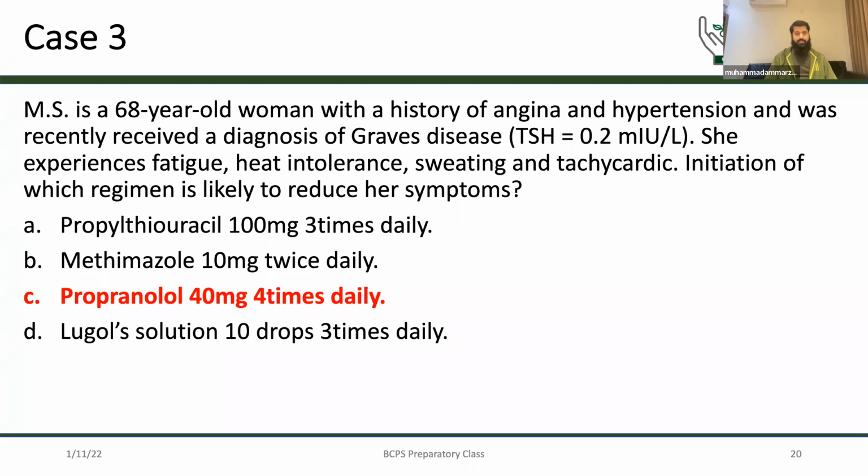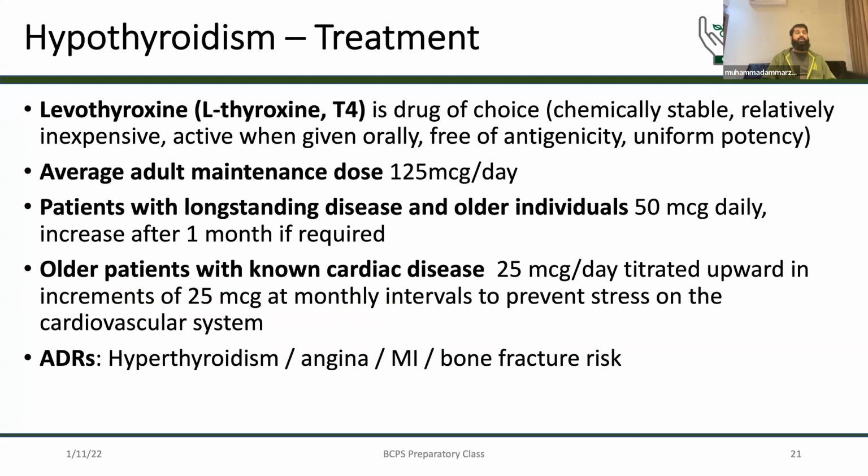So this is the last case. We have concluded hyperthyroidism, the treatment of hyperthyroidism. Let's see the treatment of hypothyroidism now. So in hypothyroidism, the treatment of choice is levothyroxine, which is synthetic T4. This is a drug of choice because it is chemically stable and it is inexpensive. The other option is liothyronine, but that is very expensive.